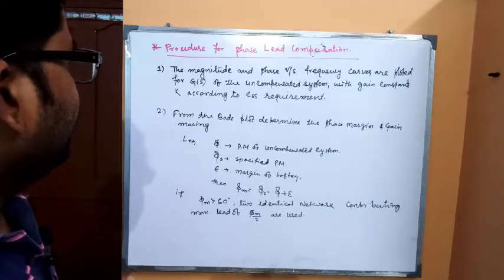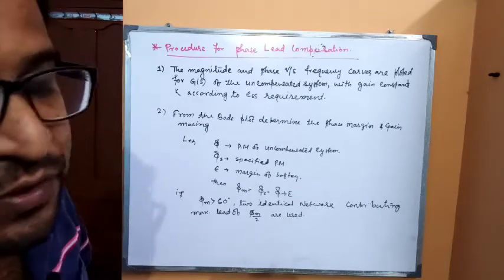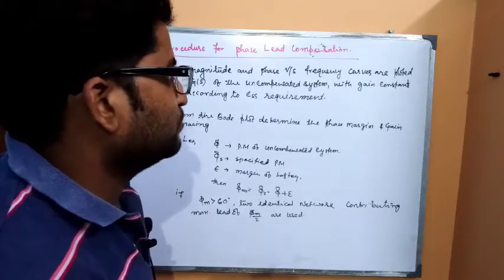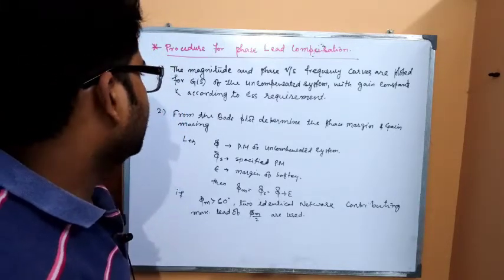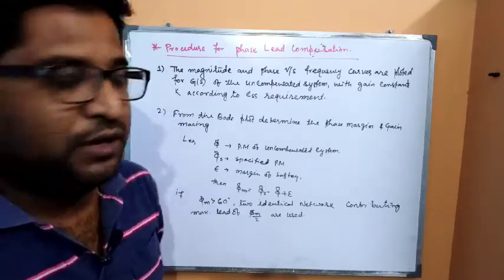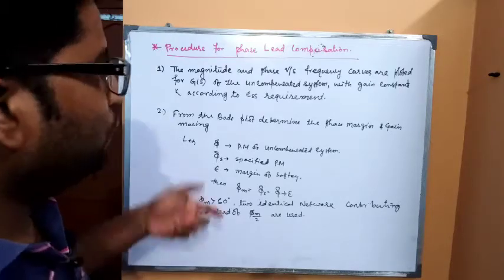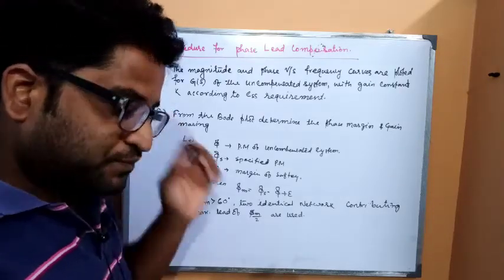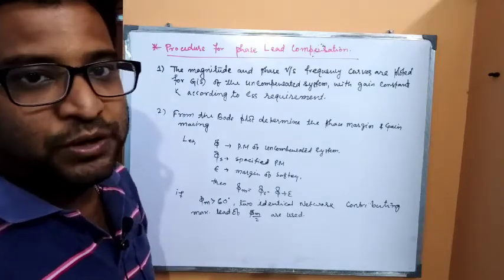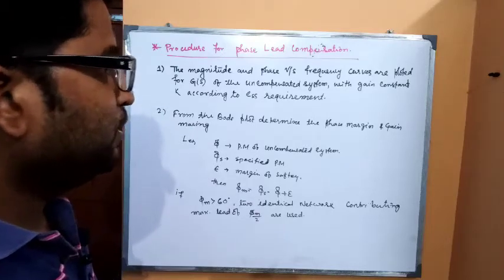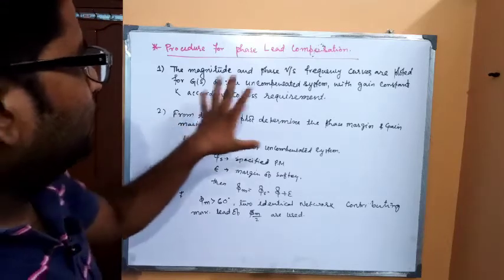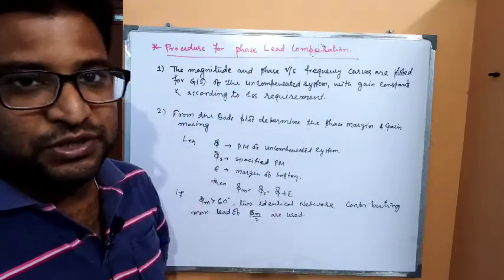So the first step is that the magnitude and phase versus frequency curves are plotted for G of S of the uncompensated system with gain constant K according to the ESS, that is the steady state error requirement. This is the first step. That means whatever we have learned till now about the plots, it may be polar plot, pole zero plot, Nyquist plot or Bode plot, till now it is for the uncompensated system.